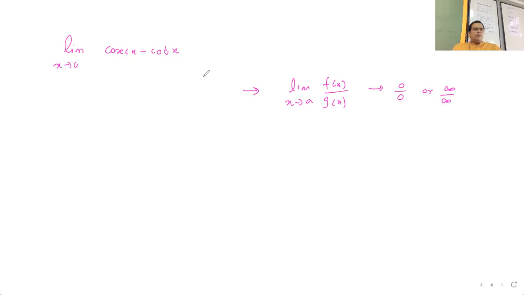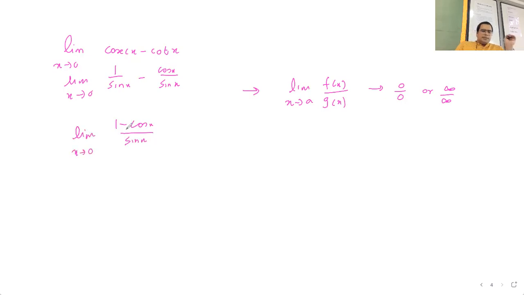Now I don't see a denominator here. Since the question specifically says you have to use L'Hopital's rule, that means you have to use it. So first we write cosec x as 1 over sin x, and cot x as cos x over sin x. When I simplify this, I get the limit as x tends to 0 of (1 minus cos x) upon sin x.